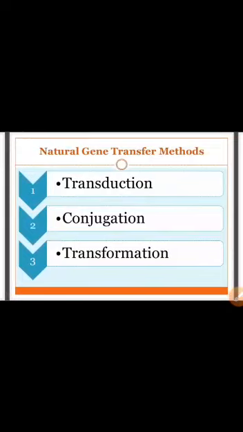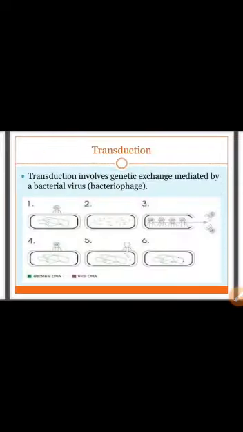Now talking about natural gene transfer methods, we consider transduction, conjugation and transformation. So what is transduction? Transduction involves genetic exchange mediated by a bacterial virus, which is known as a bacteriophage. So in the transduction method, we consider a bacteriophage, and by modifying its genetic material we mediate genetic exchange, and by use of the bacteriophage we are introducing genes into cells, right? So overall, in transduction we consider a bacteriophage, right?